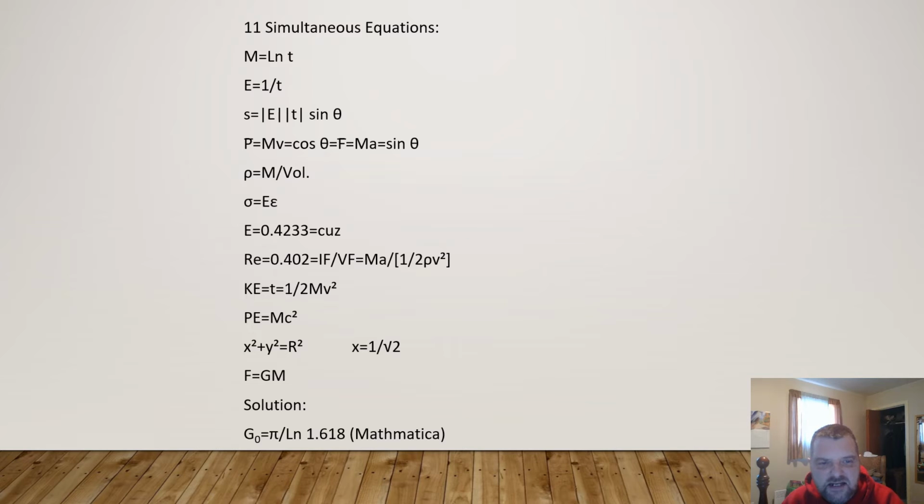X squared plus y squared equals r squared. That's the equation of a circle. So that reduces, when x and y are equal, to x is equal to 1 over root 2. And then force is equal to gm, Newton's gravitational equation, which I explained earlier. And the solution of those equations is pi over the ln of 1.618.